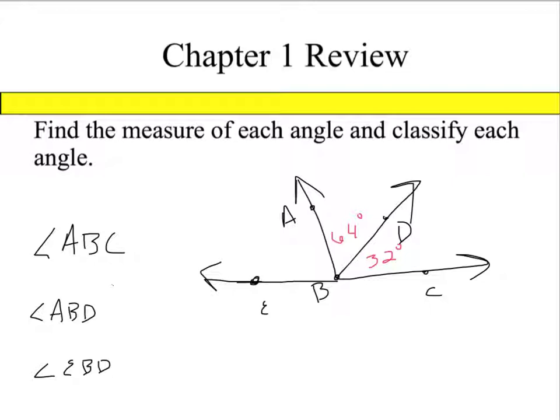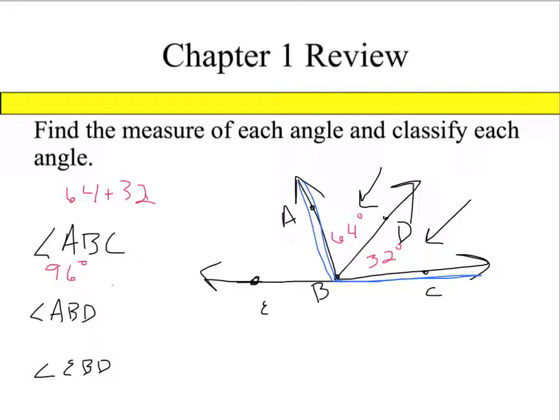All right, so if we look at ABC, we know that ABC is going to be this large angle right here, and we know that ABC is broken up into ABD and DBC. Because we know those two angle measures of 64 and 32, all we're going to do is add 64 and 32 together. When we add 64 and 32, we get a total of 96 degrees.